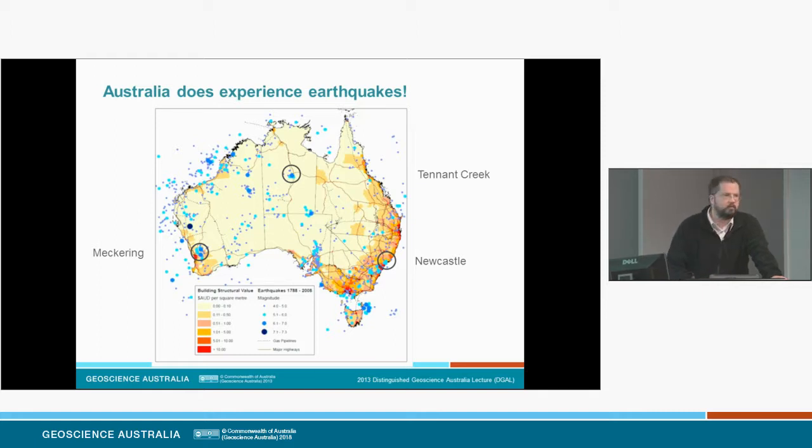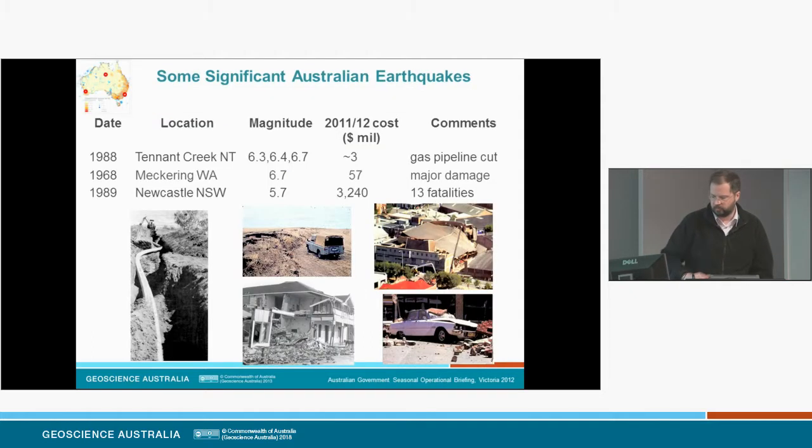Now I'm going to talk about several sequences of earthquakes repeatedly through this talk, so I thought I'd identify them straight up. This is the Tennant Creek sequence. You're going to hear a lot about that. It's an example of a big earthquake in an area without much exposure apart from a gas pipeline, indicated by the dotted line here. Meckering, which is one of these earthquakes in this area, is an example of a big earthquake in a low exposure area, but not zero. And the Newcastle earthquake, which is an example of a moderate earthquake in a high exposure area.